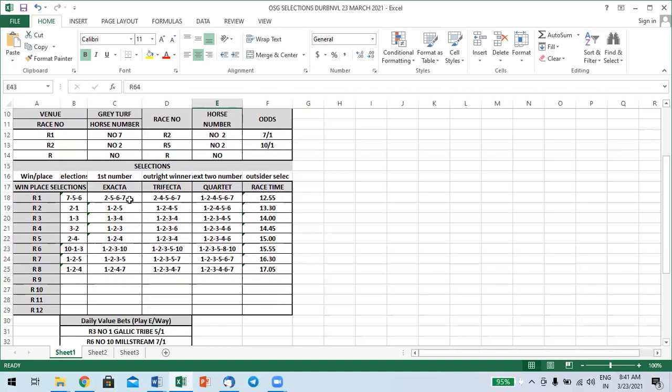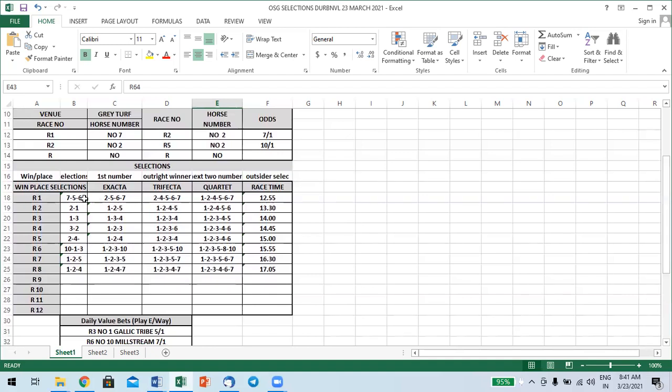Then I give you a box exacta. Guys, I want to tell you that my box exactas, since I've introduced this, are coming in regularly, 3 to 4 times on a meeting. And the other day, one of them paid over 200 Rand. It was one for 170 and another for 157 Rand. The reason being, of course, that we utilize those outsider selections. So if they come into the quartet, then the quartet starts paying.